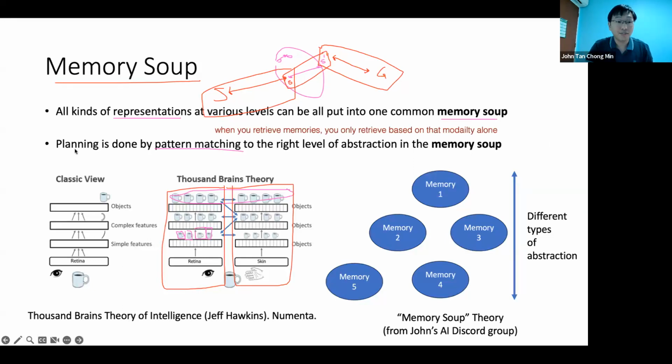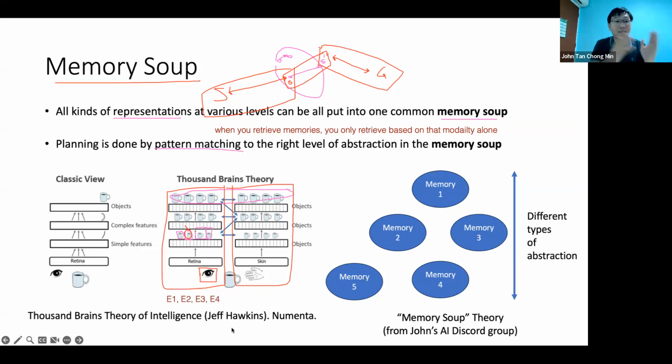But if you are in the visual pathway, you are this particular agent, you are only allowed to retrieve based on what you see. If you see only vision, you shouldn't retrieve stuff based on touch because you have no information at all. You only retrieve what you have information on. While the memory soup can contain everything, even in the same modality you could have embedding space 1, embedding space 2, and so on, based on the structure.